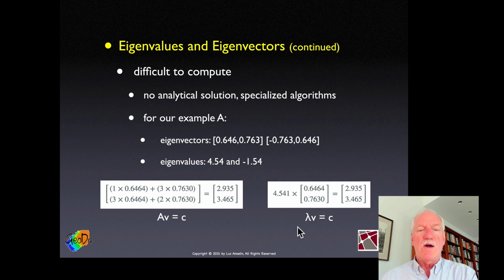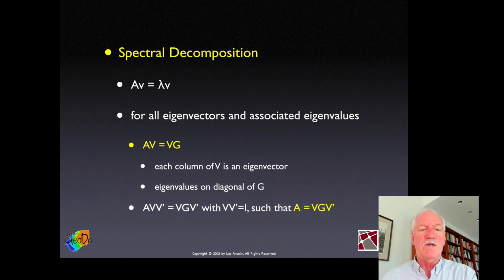Now, why are these so important? Because they allow us to decompose a square matrix into elements that are easily manipulated, and that's why we do this. And this is called the spectral decomposition. Later on, we'll see spectral clustering. Well, spectral clustering is directly related to spectral decomposition, to eigenvalues and eigenvectors. Okay, let's see what this involves.